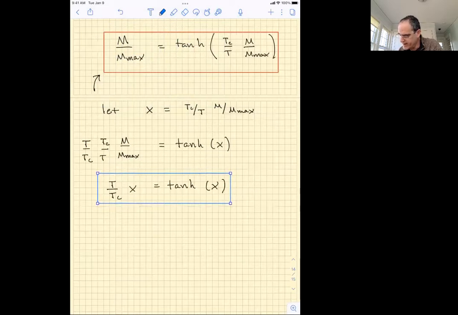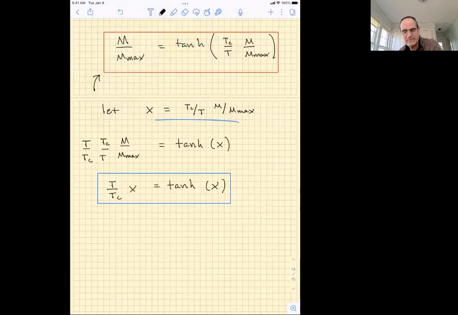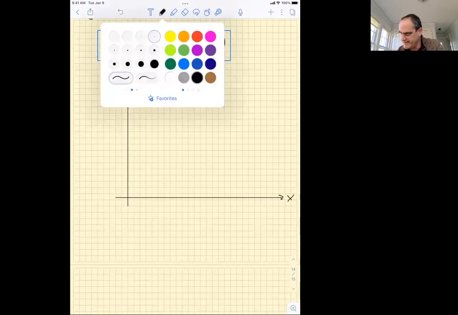There's another way to write our formula, provided that we remember what x is, right? But the nice thing about this second way is that it's easier for me to sketch, okay? So now let's make a sketch and see what this means. In my sketch, the x-axis will be x, the argument of the hyperbolic tangent function, and the y-axis will either be the value of the right-hand side of the equation or the value of the left-hand side of the equation. Okay?